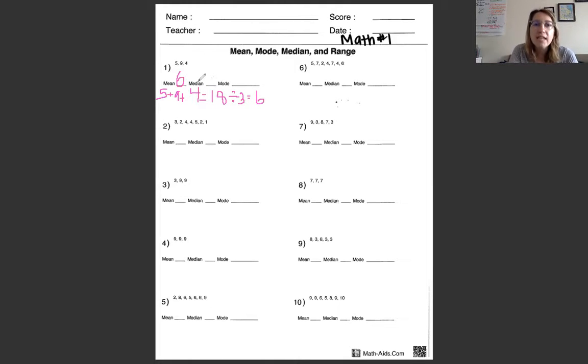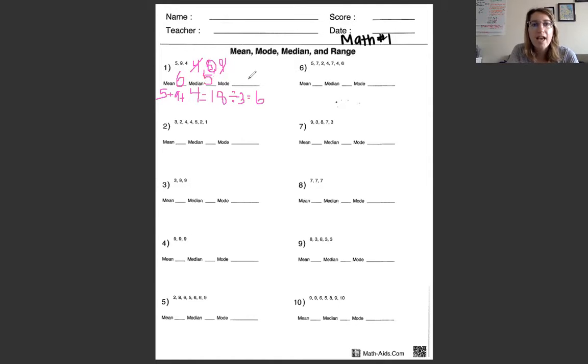Already for the median now, that's that number in the middle. We have to order it first, least to greatest, okay? So we do 4, 5, and then 9. So we have to find that number in the middle, which is really easy to see with only 3 numbers, which is nice. So if you need to, you can cross out the ones on the sides, and that just leaves you with 5. So our median is going to be 5.